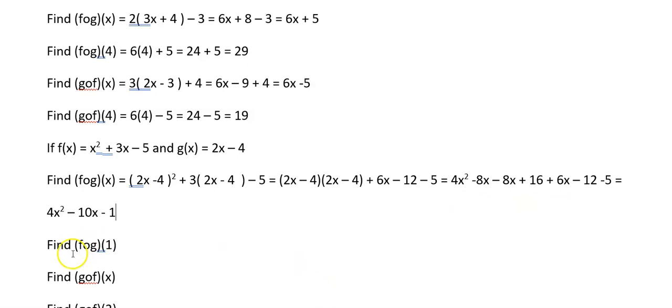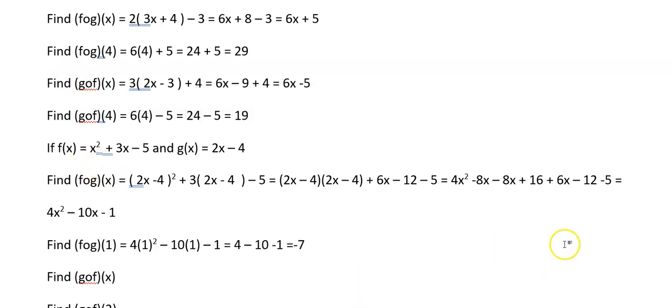Let's notice in our next one, we want to find the functional value of f composed with g at 1. So we want to replace our x's with a 1. So we'll have 4 times 1 squared minus 10 times 1 minus 1. And really that's going to give us 4 minus 10 minus 1. Negative 6 minus 1, negative 7.